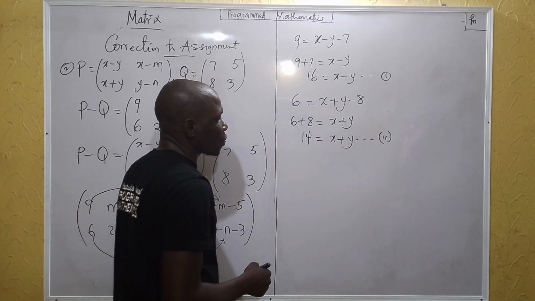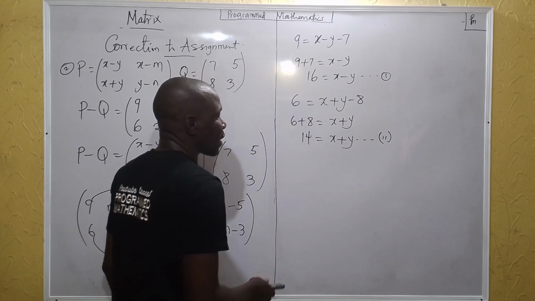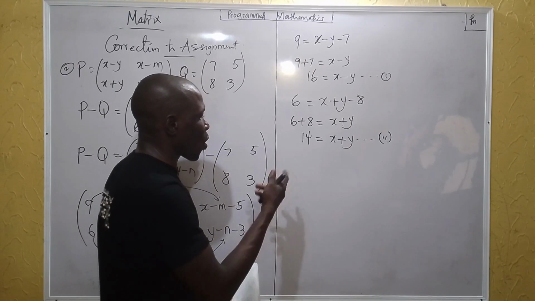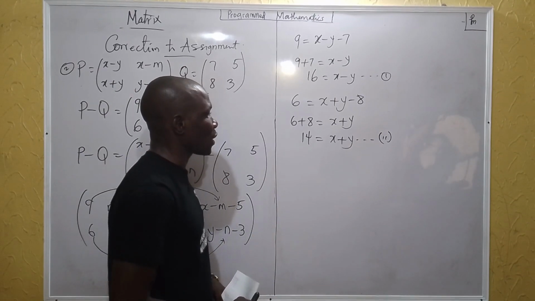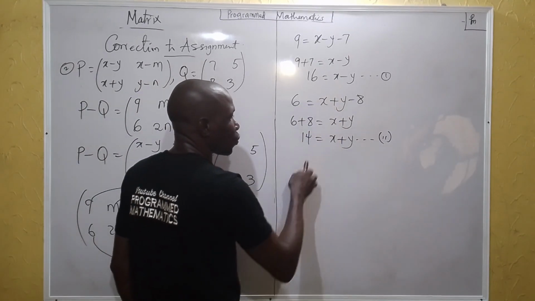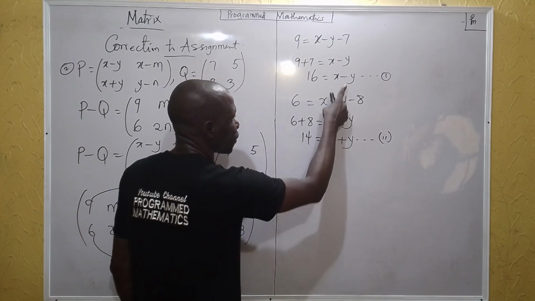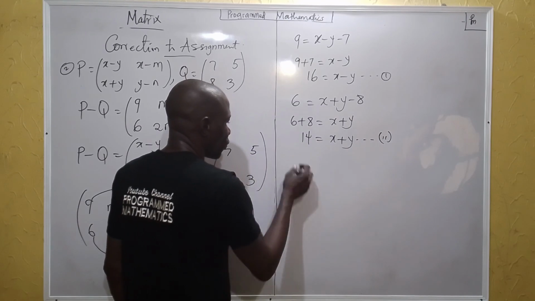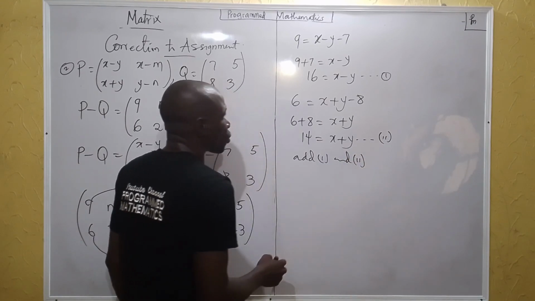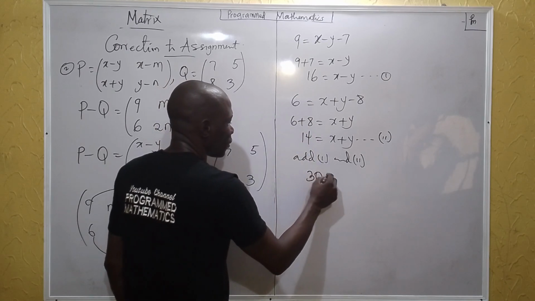By merely looking at this, we can have the sum of the two equations added together. You can pause the video and try to solve for x and y yourself as well. Now, looking at equation 1 and 2, we can easily add these two equations together to give us the value of x and y. To give us the value of x first, this is minus y, this is plus y. So we can simply add equation 1 and equation 2.